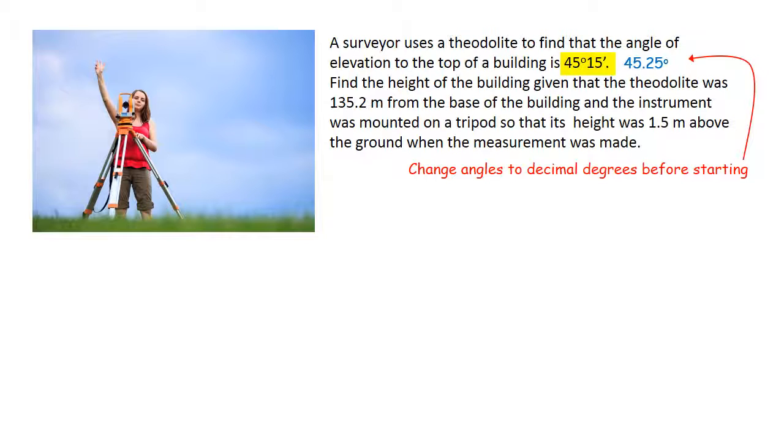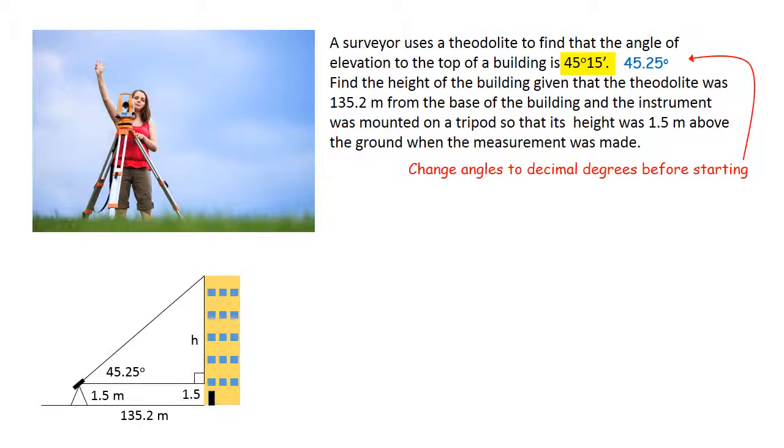If we draw a diagram for this question, it'll look something like this. Notice that the building's height is 1.5 metres higher than what you would expect if that theodolite wasn't involved in the question. The theodolite was 1.5 metres above the ground, and so the building's height is going to be 1.5 metres more than h. To find h is simple trigonometry.